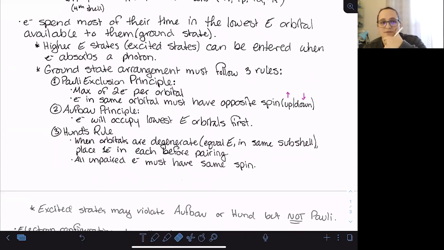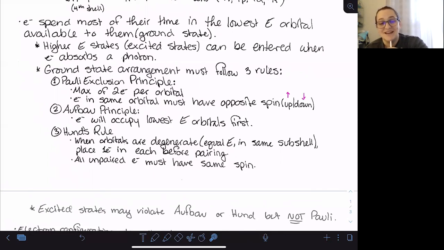So these 3 rules must be followed for the ground state. For higher energy states, for excited states, we can break some of these rules, not all of them. So excited states are allowed to violate the Aufbau principle and Hund's rule. Those 2 rules, numbers 2 and 3 that we just talked about, describe how electrons get to the lowest energy state, but they're not fundamental laws of quantum mechanics that must always be followed. However, the Pauli exclusion principle is a fundamental law of quantum mechanics, and that one cannot be broken.